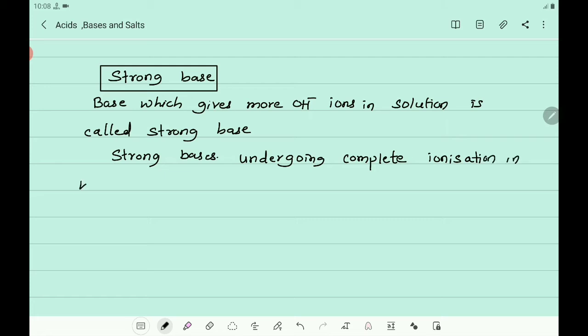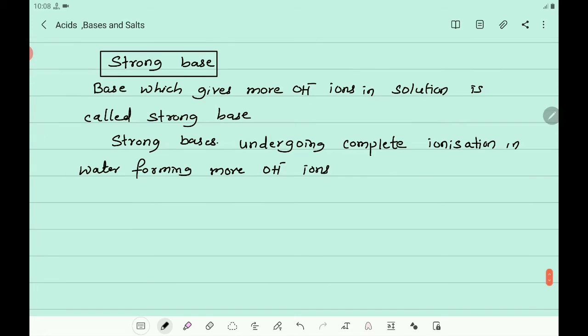In water, forming more OH ions. Then give examples here: sodium hydroxide, potassium hydroxide, and give NaOH and KOH.